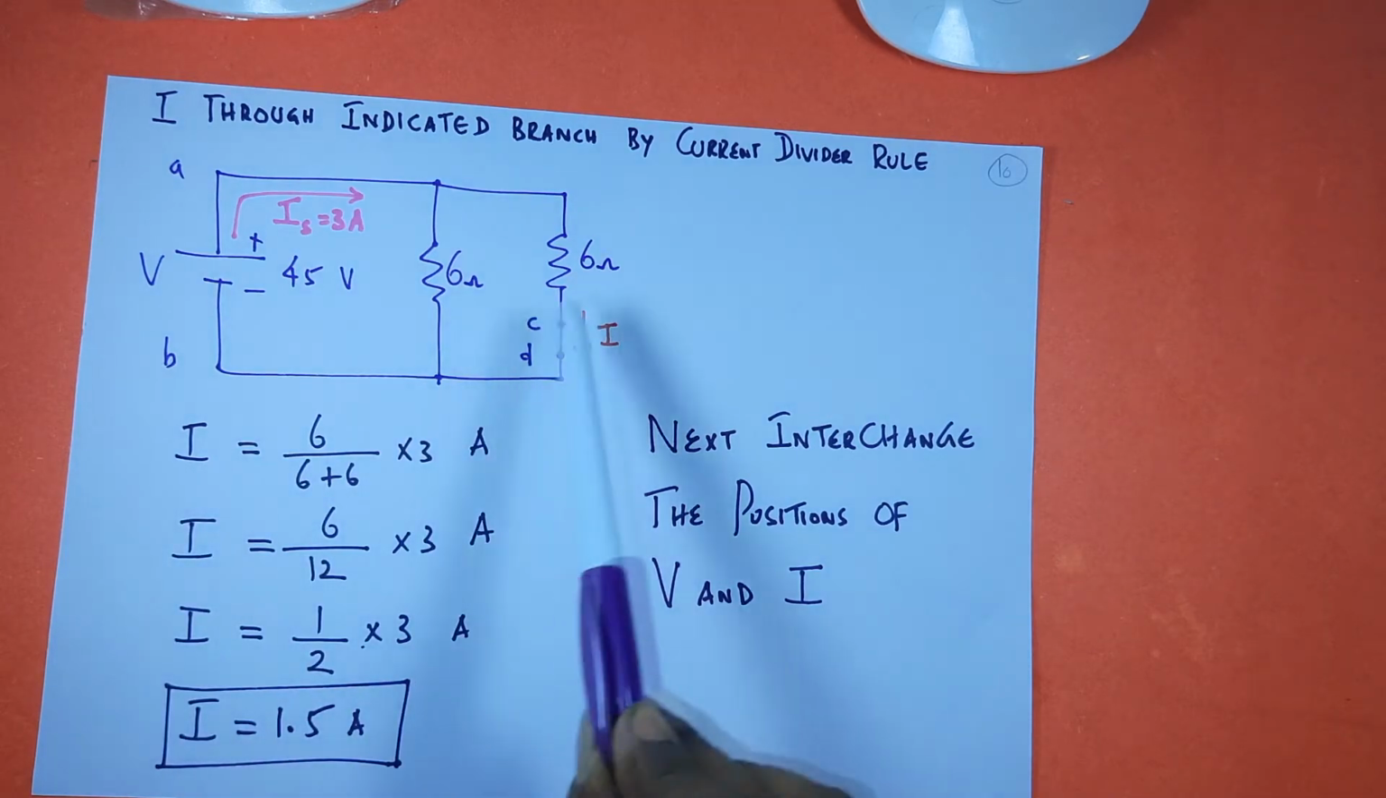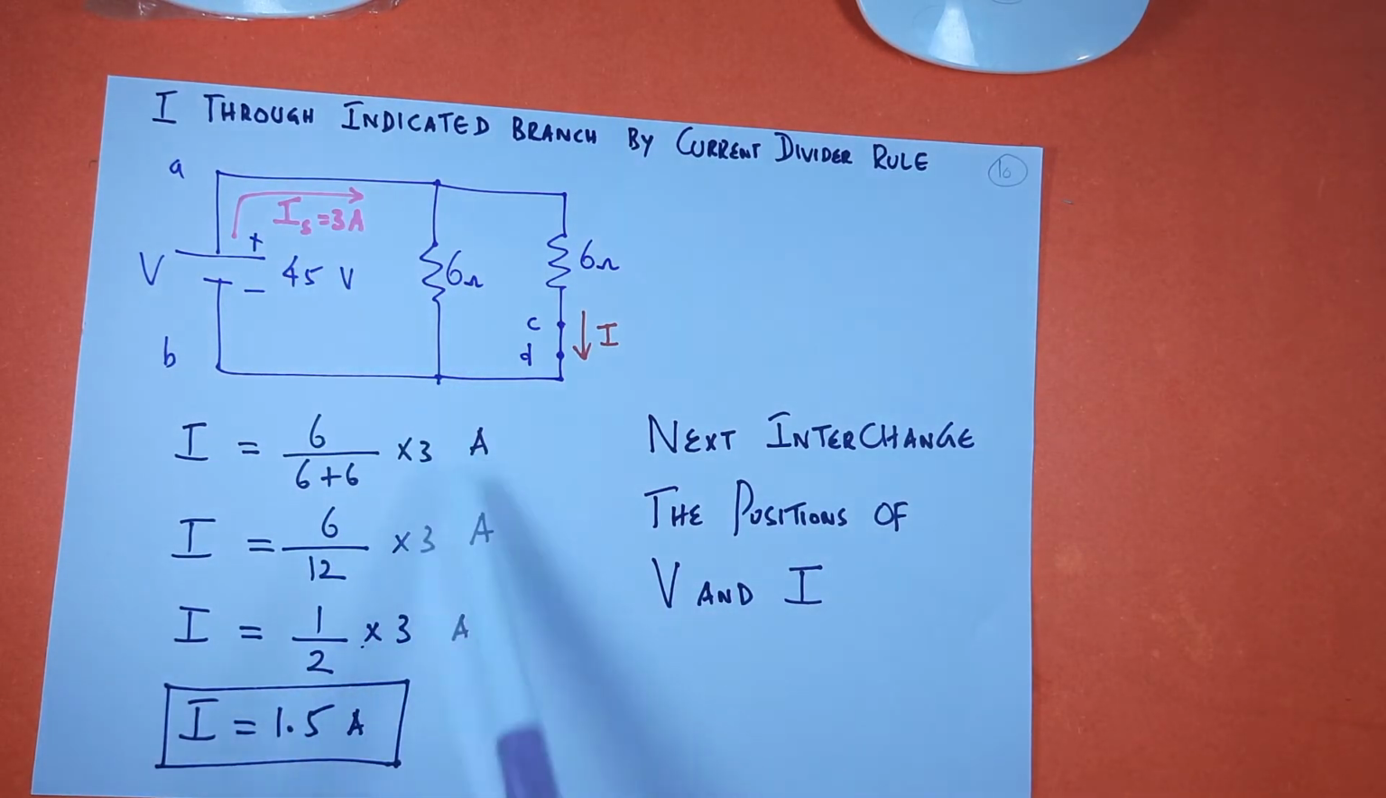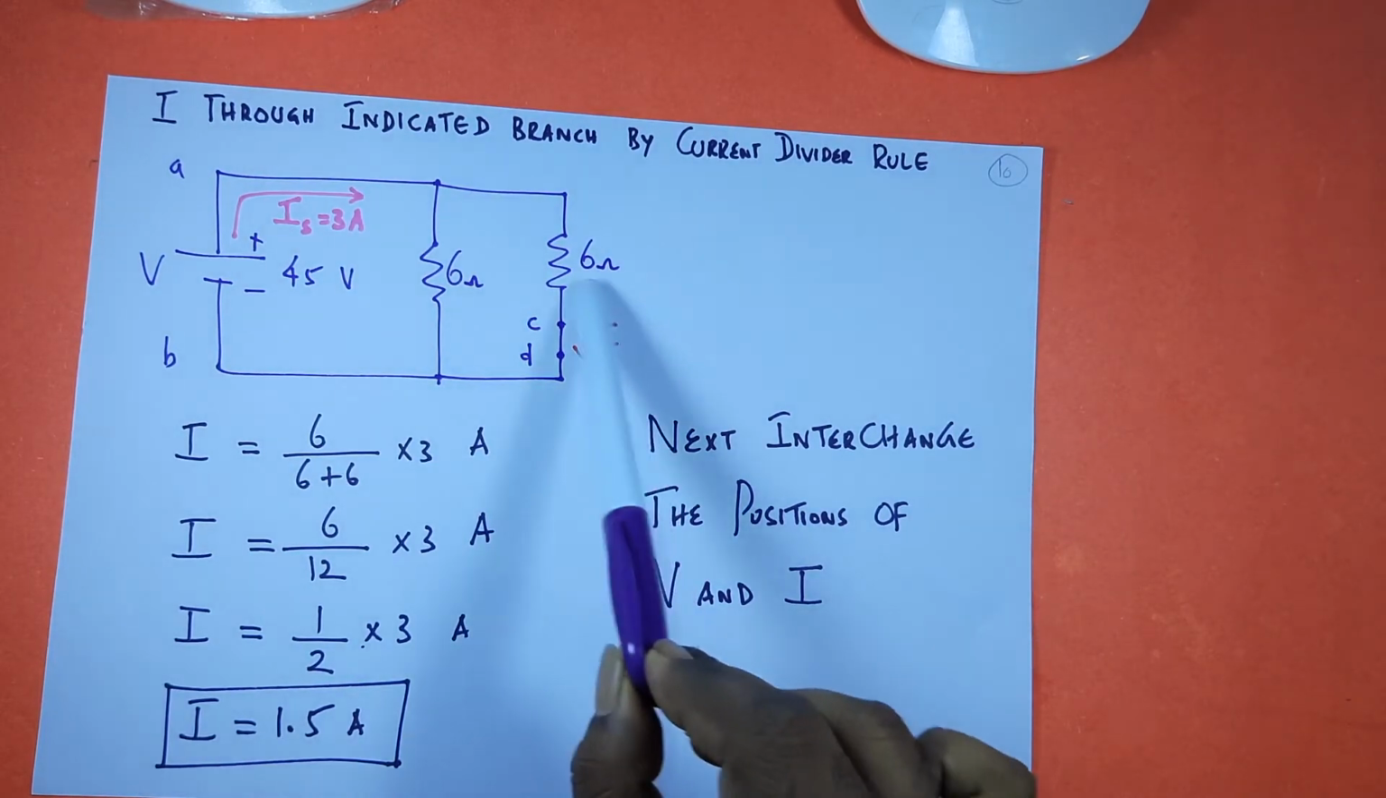I equal to opposite resistance divided by sum of the resistors. 6 divided by 6 plus 6 multiplied by the source current, that is 3. So I equal to 6 divided by 12 into 3. I equal to 1 by 2 into 3, which is nothing but 3 by 2. So I equal to 1.5 ampere. Okay. So this is this current I.